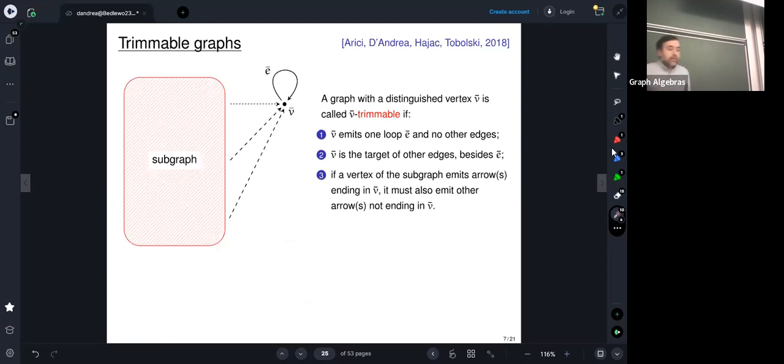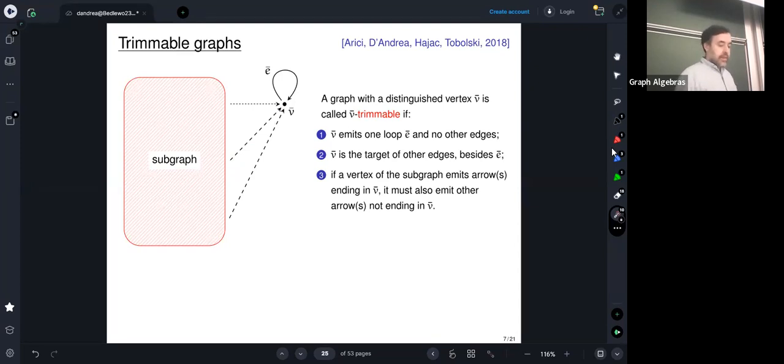Okay, so this idea of cutting first one loop and then a vertex and all arrows attached to that vertex can be generalized. Suppose you have some graph with a distinguished vertex, V bar in this picture, satisfying the following conditions. First of all, the only arrow starting at this vertex is a loop. There are no other arrows with source at this vertex. There are arrows besides this loop that have this vertex as a target.